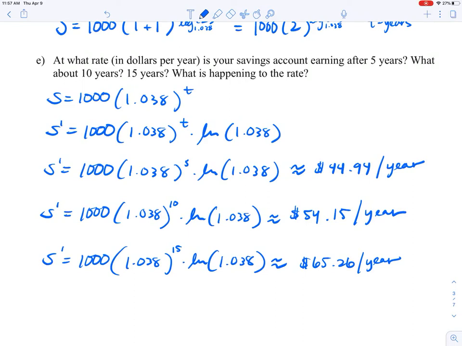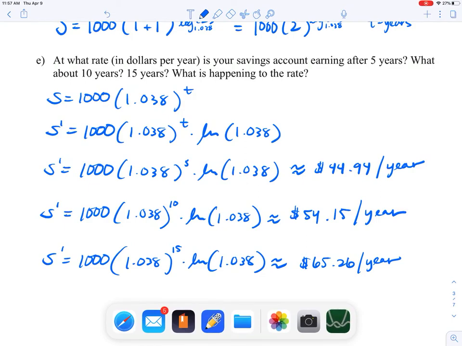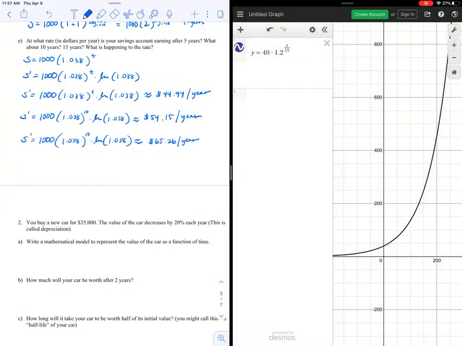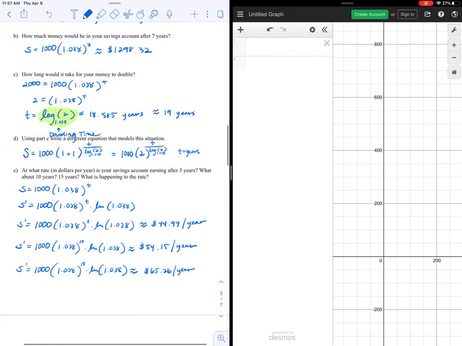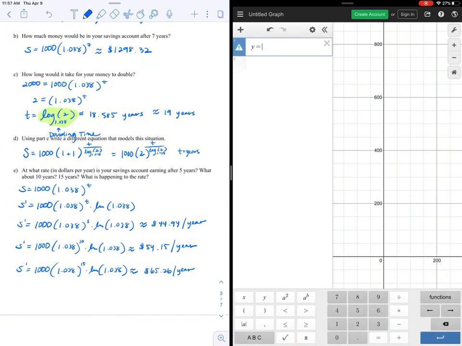Because this is exponential growth, where the amount that you have is increasing by a percentage every period, or in this case, every year is increasing by 3.8%. We can see that the rate is actually increasing. And that makes sense if we were to look at the graph of this equation. So y equals 1,000 here.